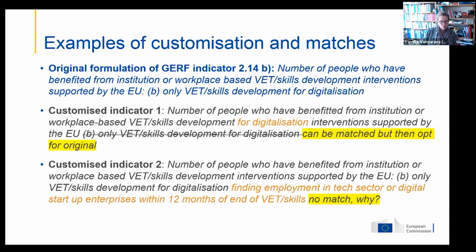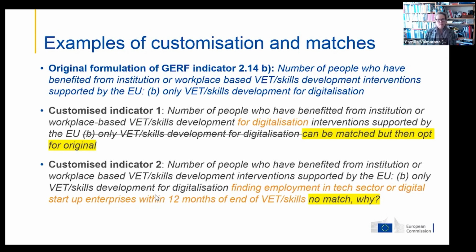But because it's essentially the same, the recommendation is to use the original formulation as per staff working document instructions. The second customized indicator instead reads number of people who have benefited from institution or workplace VET skills development interventions supported by the EU, only VET skills development for digitalization. So basically the exact same formulation of a GERF indicator with a specification at the end that says finding employment in tech sector or digital startup enterprises within 12 months of end of VET skills.